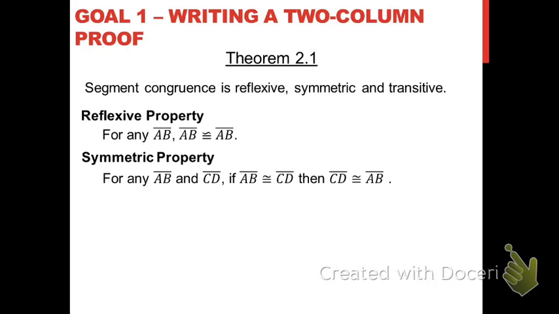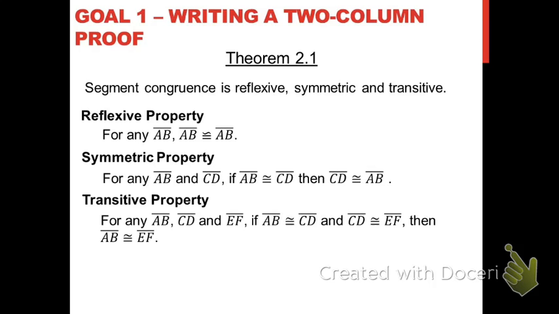Alright, and then the symmetric property. Well, if you have two segments A, B, and CD, if segment AB is congruent to segment CD, then segment CD is congruent to segment AB. Alright, not going to elaborate on that one too much, although we're talking about theorems being statements that you can prove. We're not going to prove this entire theorem, but we're going to prove this particular statement right here in just a moment, the symmetric property portion of Theorem 2.1.